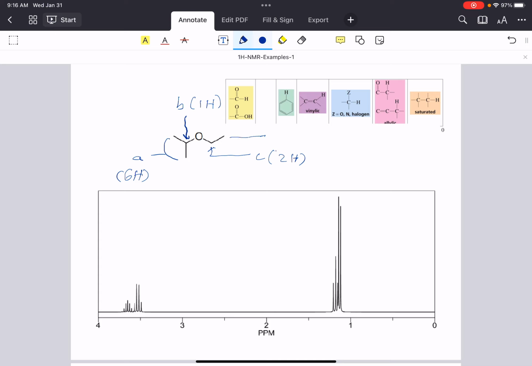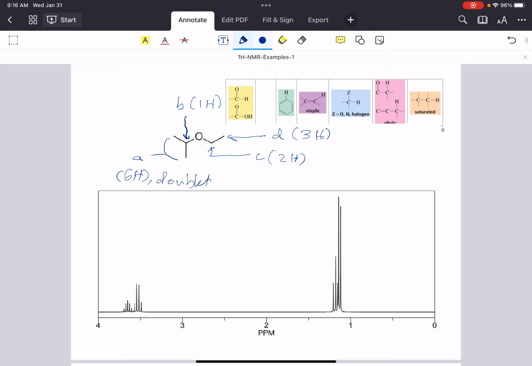And then the methyl group on the end, call that signal D. That should integrate to 3 hydrogens. Now if we do the neighbor analysis for the splitting, what we should see with signal A is 6 equivalent hydrogens with 1 hydrogen neighbor on carbon B. So I would expect that signal to present as a doublet.